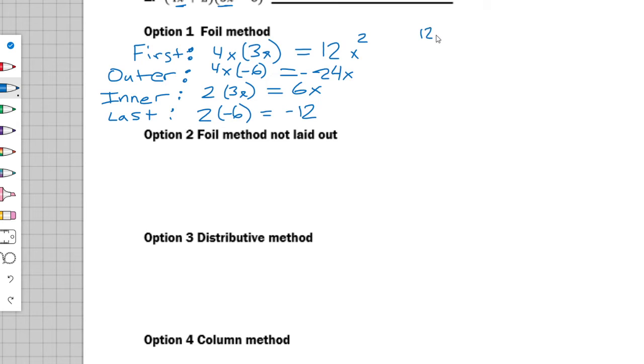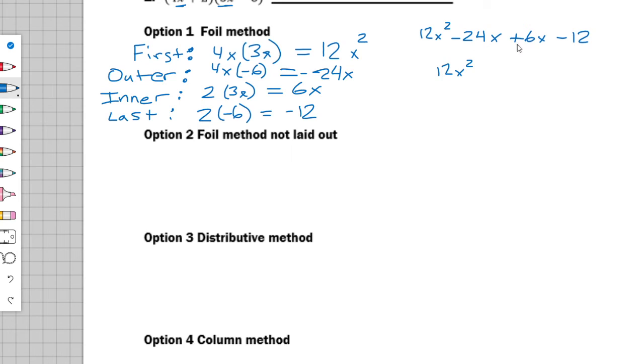So 12x squared minus 24x plus 6x minus 12, and then we're going to combine. Remember, just like we were adding and subtracting, we're going to combine things that have the same degree, so we don't have anything else with the same degree of x squared, so it's just going to be 12x squared.